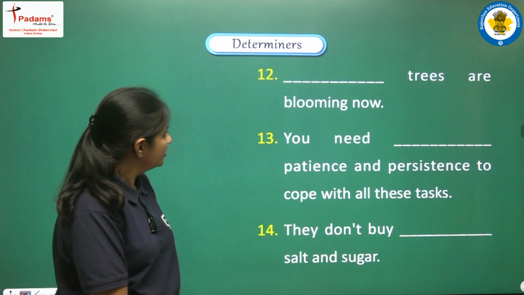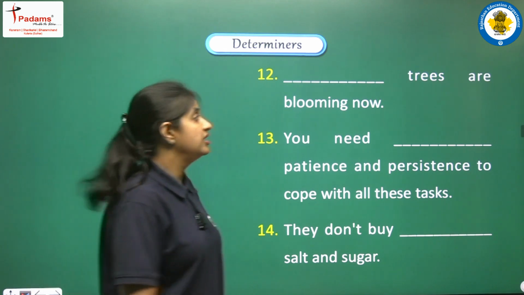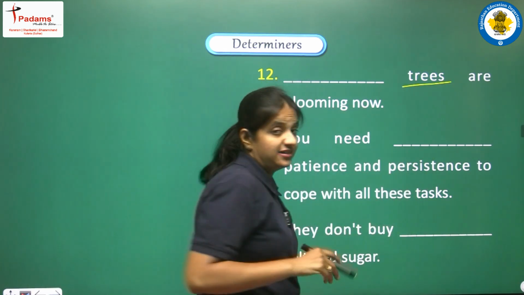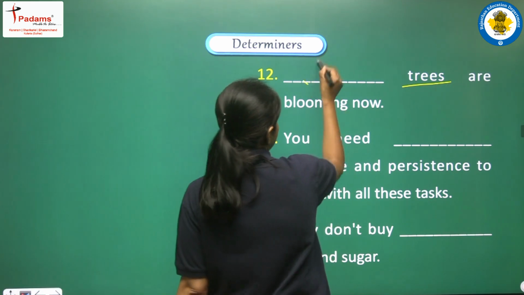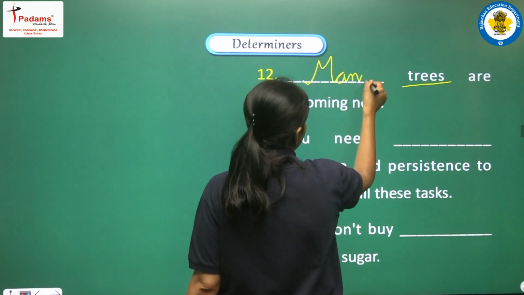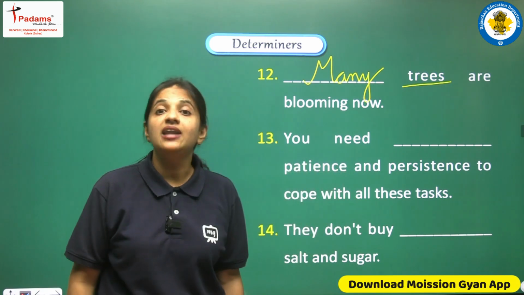Okay. Moving on, next, trees are blooming now. So here our noun is trees, that's a plural and countable noun also. So yes, in this blank we have to write many, and the sentence will be many trees are blooming now.